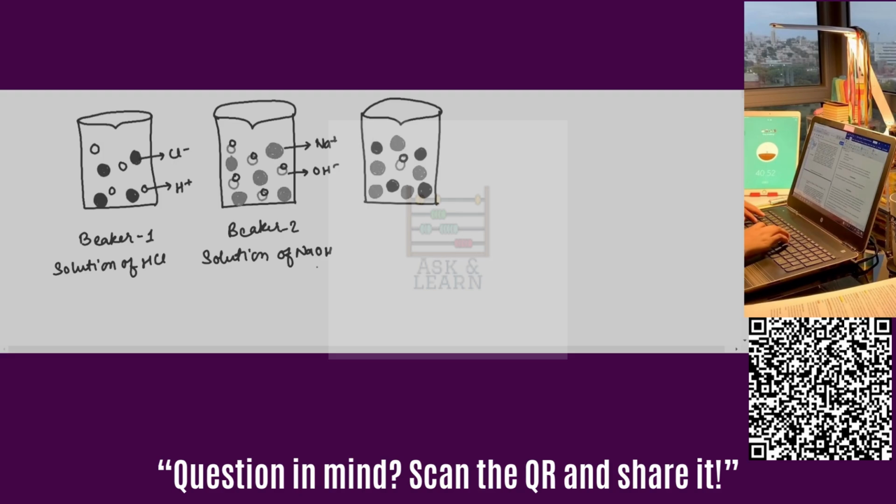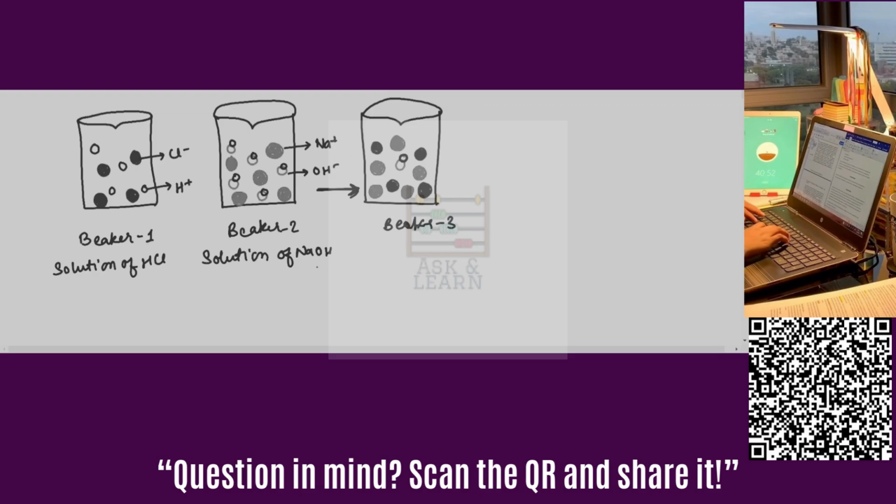So can we say that this will give us beaker 3? So this is beaker 3. We will see how many ions will be there. We will just calculate. Beaker 3 is drawn. So now we need to find this.